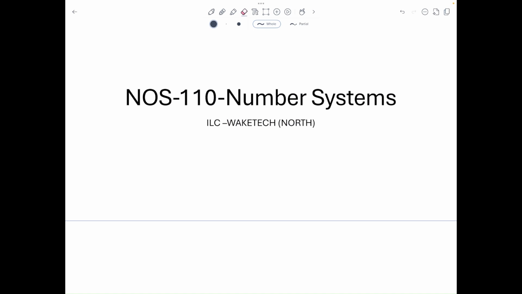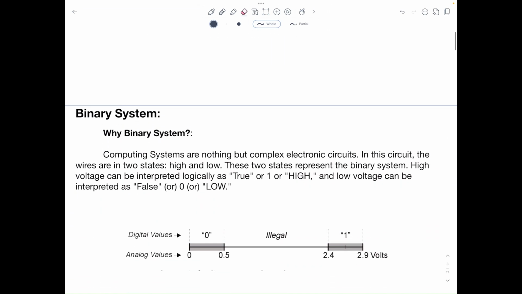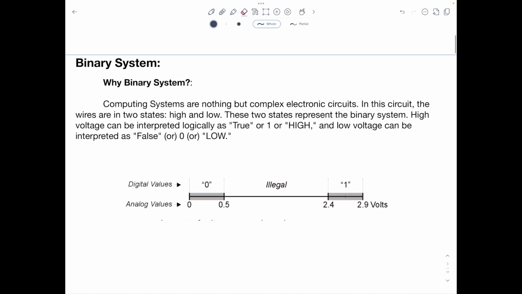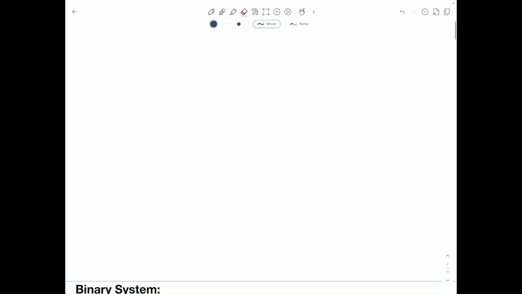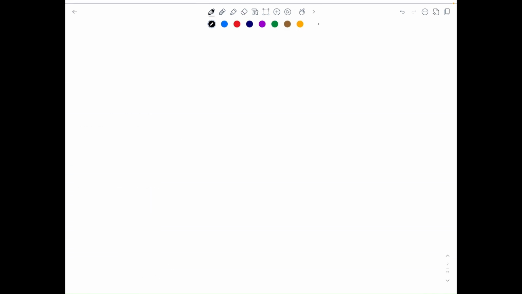In this video, we are going to look into how the binary number system works. First of all, why do we need binary systems? Basically, computers are nothing but complex circuits. A circuit is a device where we manipulate electrical signals.